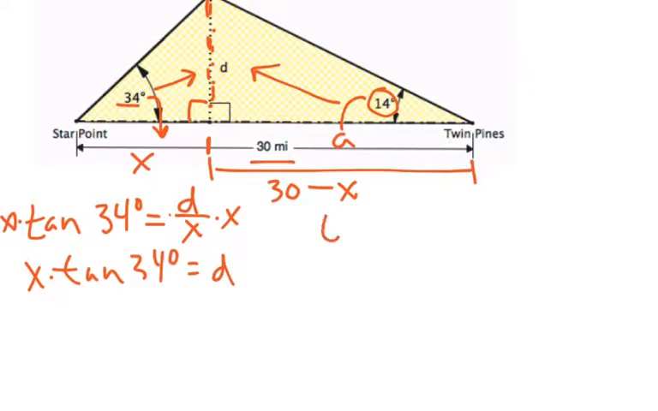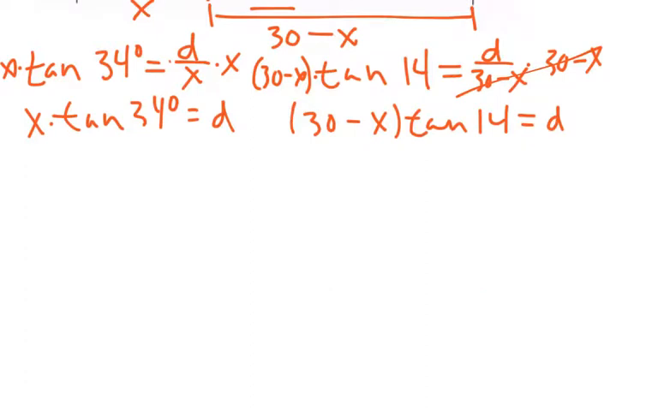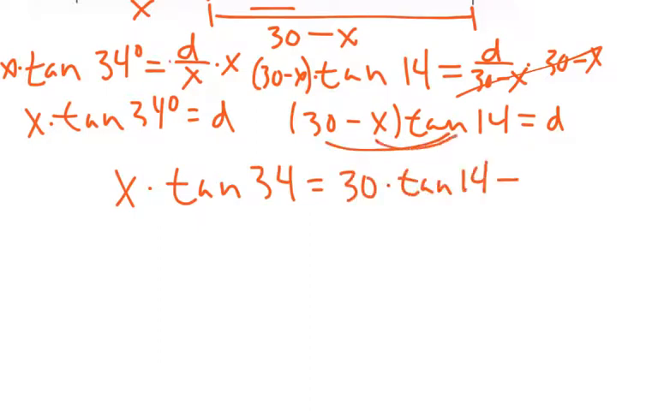On the right side, we know that the tangent of 14 is equal to the d over 30 minus x. Yeah, we're basically doing the same thing. Times it by 30 minus x. And that would be equal to d as well. So we get 30 minus x tangent of 14 equals d. The nice thing is it's basically the same process. So we set them equal to each other. I'm going to distribute that. So 30 times tangent of 14 minus x times tangent of 14. Then we add x times tangent of 14 to both sides.